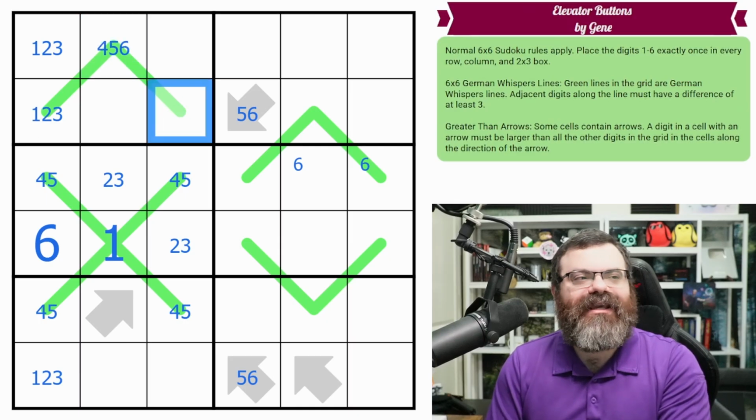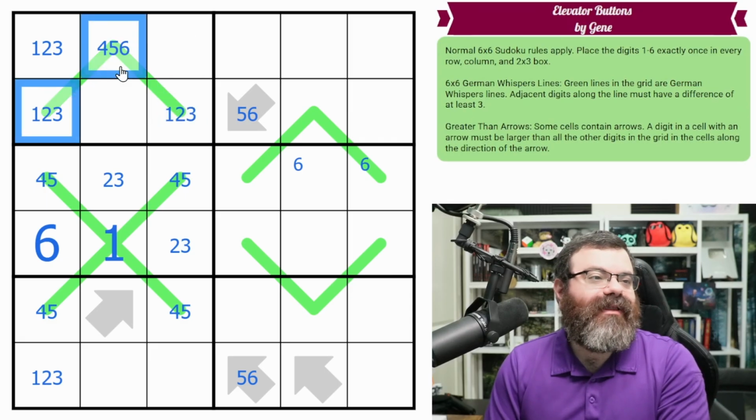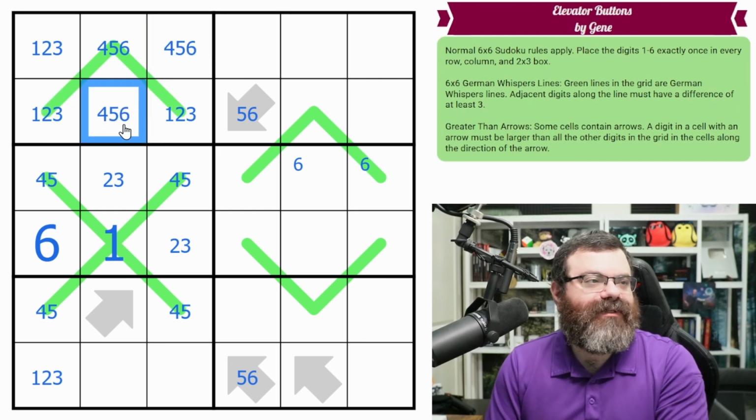And then from 4, 5, 6, we have the opposite problem. We can't add 3. We must subtract. And we get back down into the 1, 2, 3 range. So that's how we can pencil this German whisper line here. And that gives us a 1, 2, 3 triple in the box. So this is 4, 5, 6.